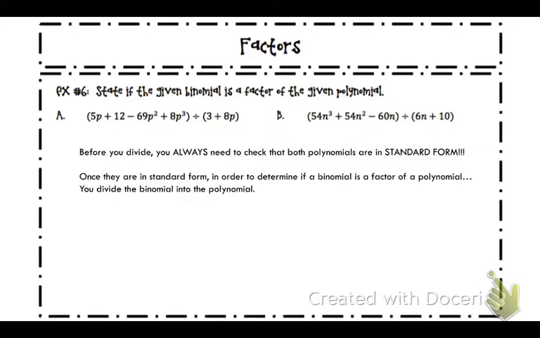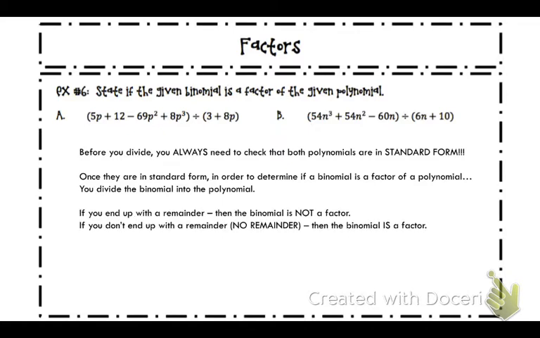Okay? And then once they're in standard form, in order to determine if a binomial is a factor, you divide the binomial into the polynomial. So you just divide like we were doing before. If you end up with a remainder, then it is not a factor. If you don't end up with a remainder, then it is a factor. Okay? Because if you don't have a remainder, that means it goes in evenly. If you have a remainder, it does not go in evenly.